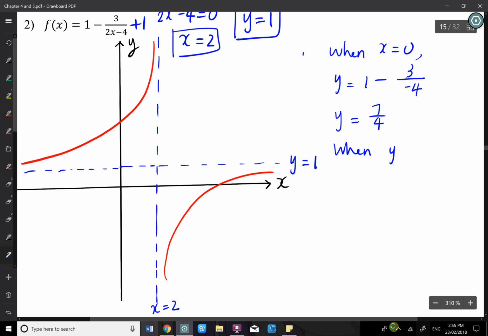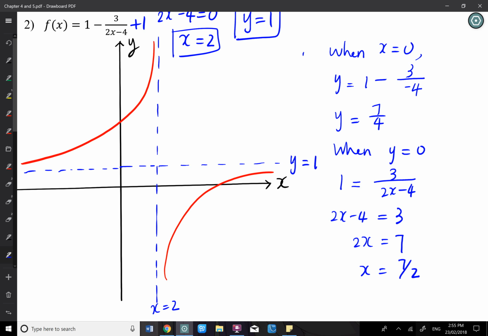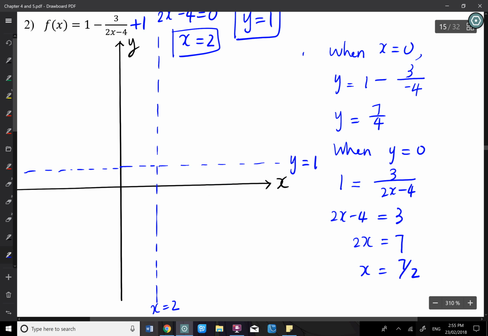When y equals 0, let's say 1 equals 3 over 2x minus 4, because they need to be the same. So 2x minus 4 needs to equal 3, 2x equals 7, x equals 7 over 2. So I should be able to solve the x and y intercepts. So get rid of those two graphs. I have (0, 7 over 4) and (7 over 2, 0).